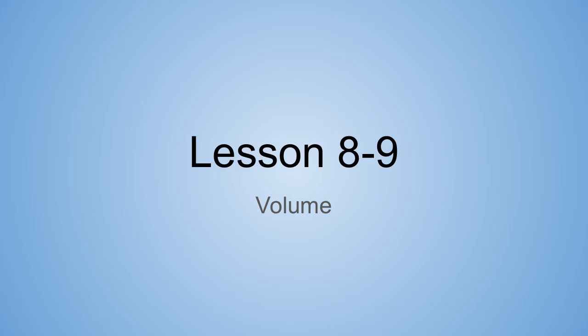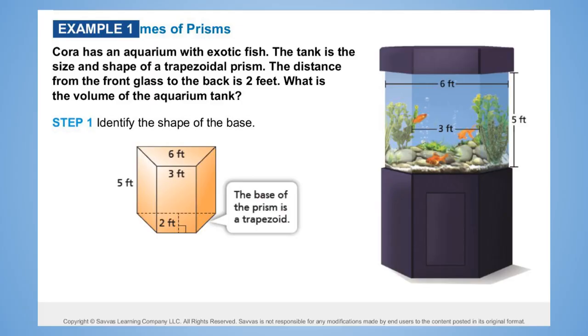This is lesson 8-9, volume, and it starts in your workbook on page 488. This is example 1 on the top of page 488. It says Cora has an aquarium with exotic fish. The tank is the size and shape of a trapezoidal prism. The distance from the front glass to the back is 2 feet. What is the volume of the aquarium tank?